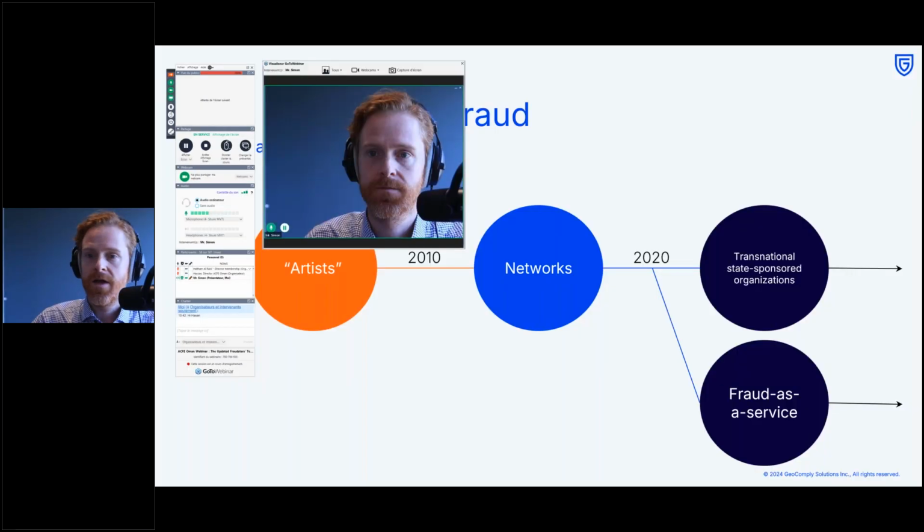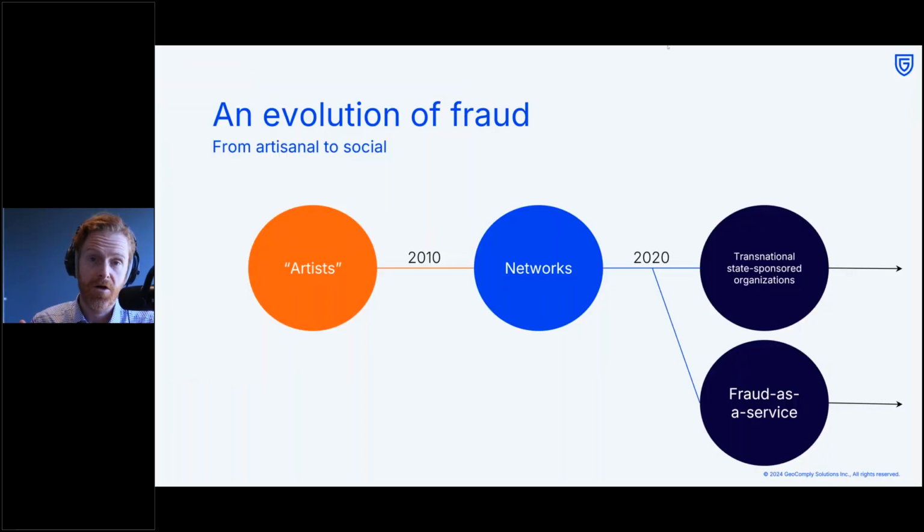What we have seen since the COVID-19 pandemic is very much a transformation from these artisans. We moved to those networks which I was mentioning, but now we start to see state-sponsored organizations more and more active. When we look at schemes such as pig butchering, for example, they're very much operated with the backing of states such as China or Russia or North Korea, for example.